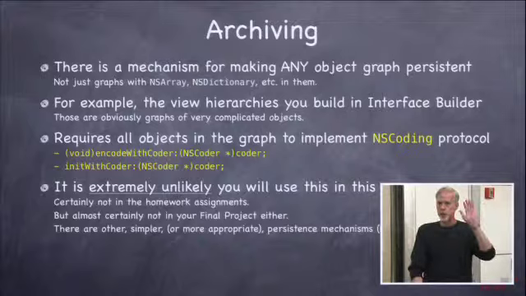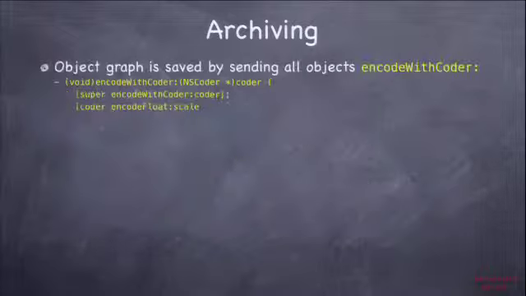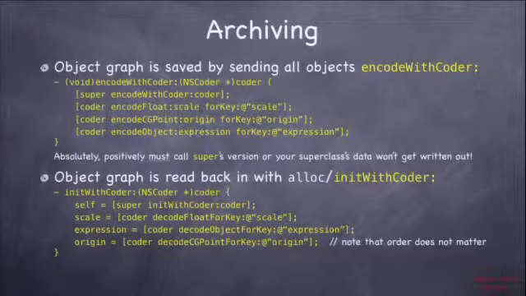Like I said, it's extremely unlikely you'll use this in your course. You definitely won't use it in the homework assignments, almost certainly not in your final projects either. But here's what encode with coder and init with coder might look like. So let's say this is maybe a graph view or calculator graph view. In encode with coder, the first thing it does is call super's encode with coder so that your superclass gets encoded. And then it just encodes all the properties of this object necessary to reconstitute it, right?